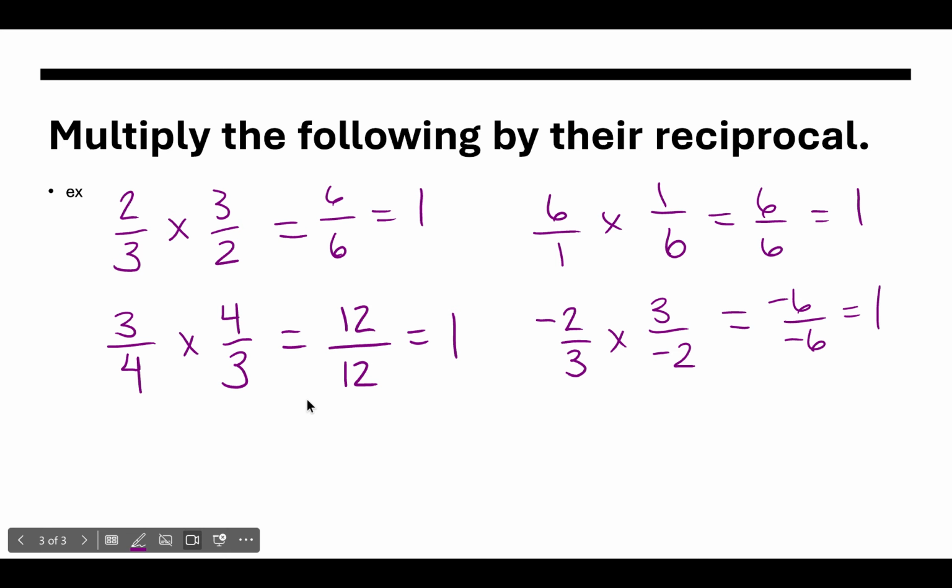If I wanted just one more, and I just didn't make it as obvious, say negative 1/2. Again, that negative has to be with either the top or the bottom. I tend just to keep it with the top. So I'm going to say the negative belongs with the top. So I'll multiply by 2 over negative 1. We'll get negative 2 over negative 2, and that will still equal 1.